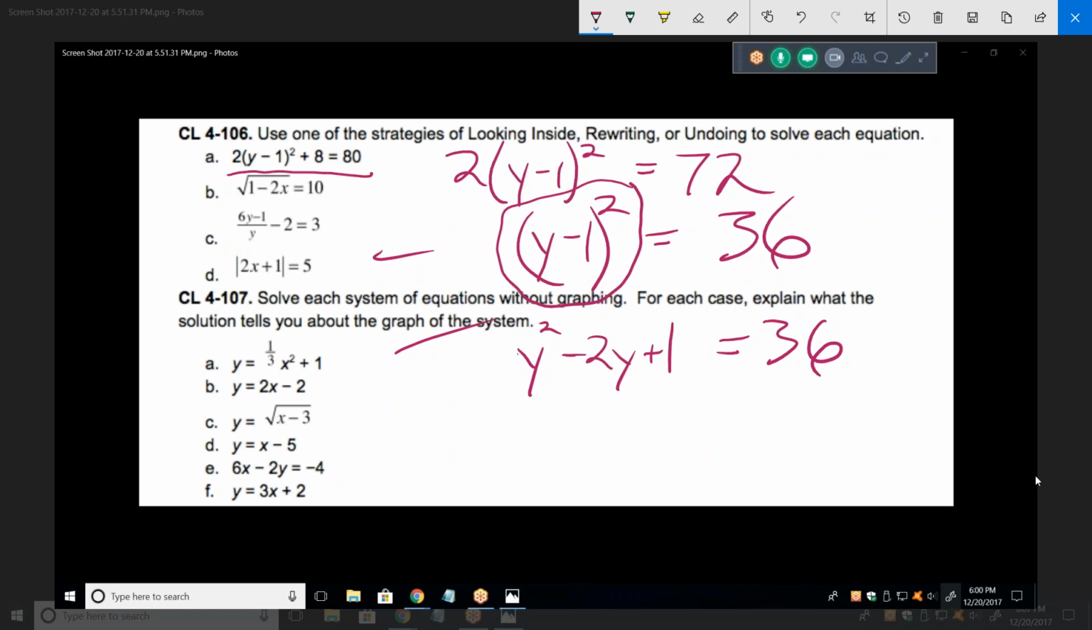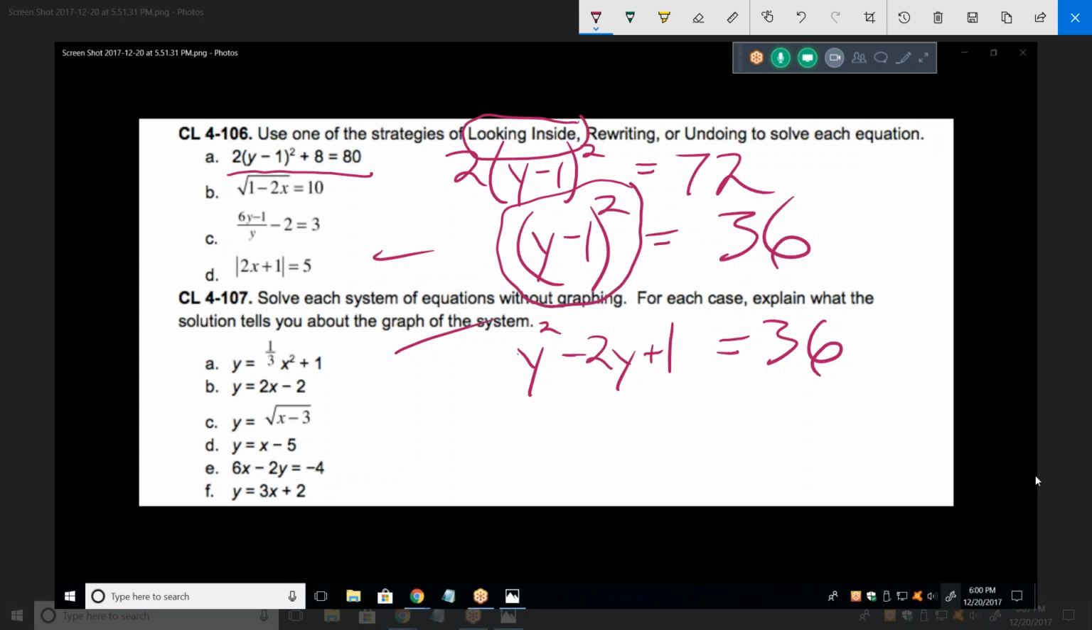You get to just subtract the 1 first to get y by itself. Nope. That's the third method. That's the looking inside method, I'll bet. But let's do this the normal way.